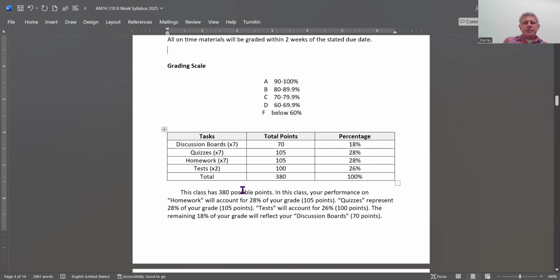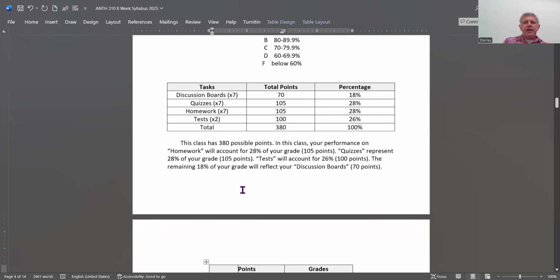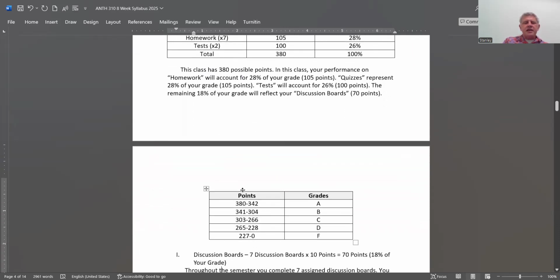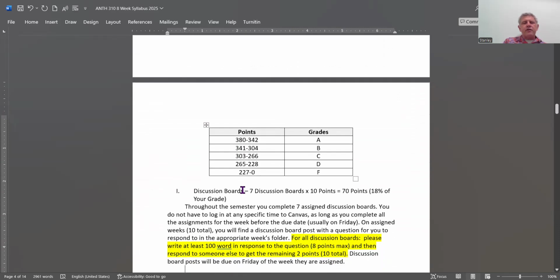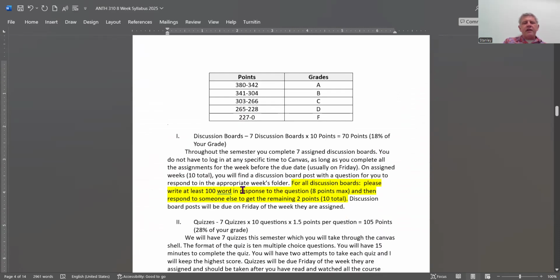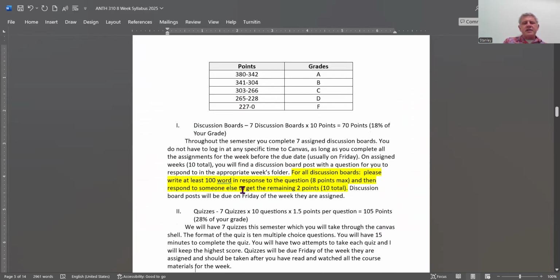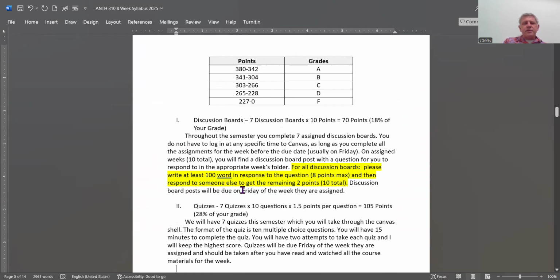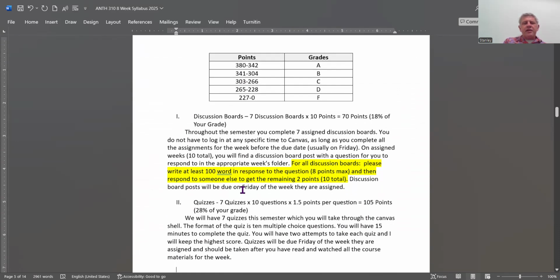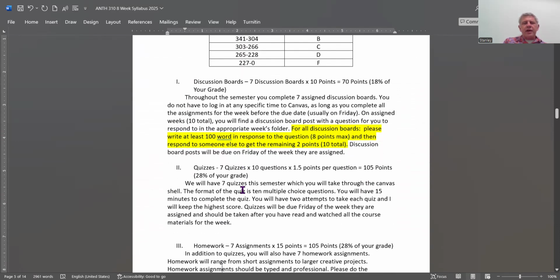You'll have 7 discussion boards, 7 quizzes, 7 homeworks, and 2 tests. About 18% of your grade will come from discussion boards, 28% from quizzes, 28% from homeworks, and about 26% from the tests. For a total of 380 points in this class, you'll need at least 342 of those points to get an A, 304 to get a B, 266 or more to get a C, 228 to get a D, and 227 and below will earn you an F.